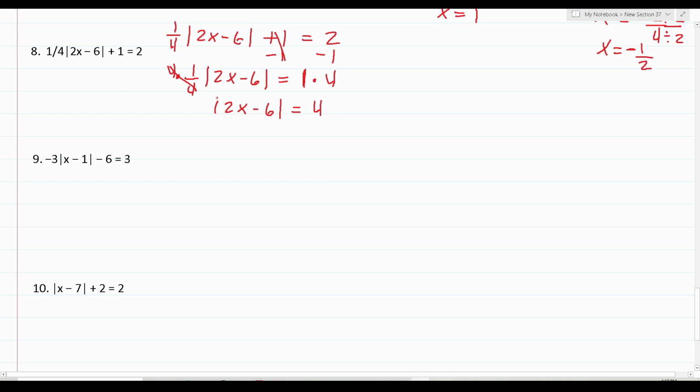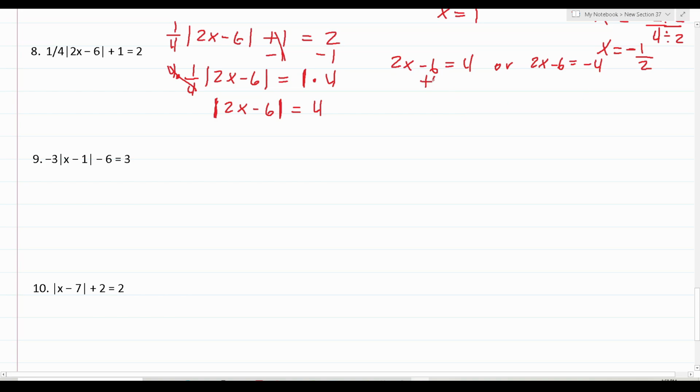And now we have our absolute value isolated, and we can see it set equal to a positive value. And in light of that, we know there's going to be two solutions to this one, notably 2x minus 6 equaling 4, or 2x minus 6 equaling negative 4. Let's go ahead and solve each of these.